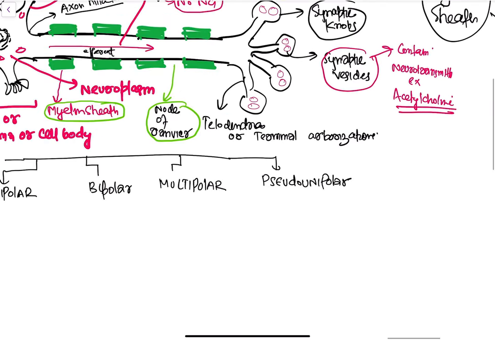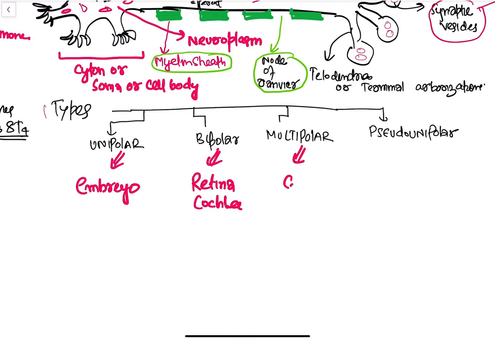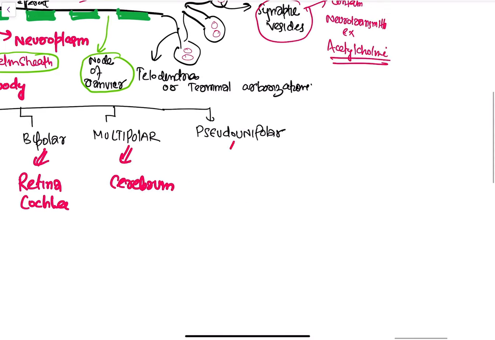Now, importantly about the types of neurons, there are four types of neurons. Unipolar neurons, which have a single process, they are present in embryo. Bipolar neurons, which have two processes, one axon, one dendrite, they are present in retina, cochlea, etc. Multipolar neurons, which are present in cerebral cortex or cerebrum, and pseudo-unipolar neurons, which have a single process that divides into two branches. It is present in dorsal root ganglion of spinal cord.